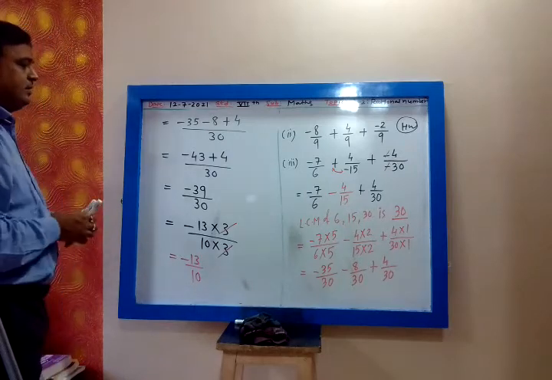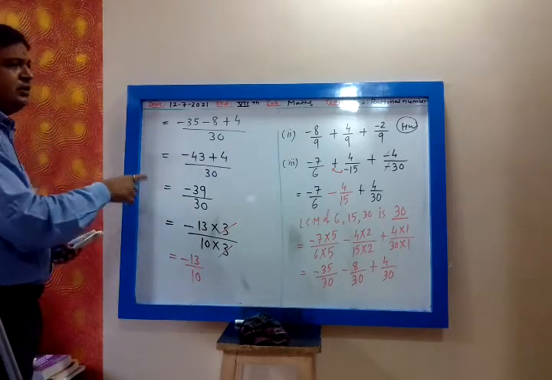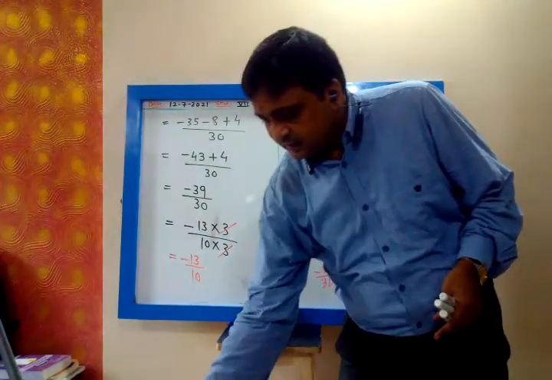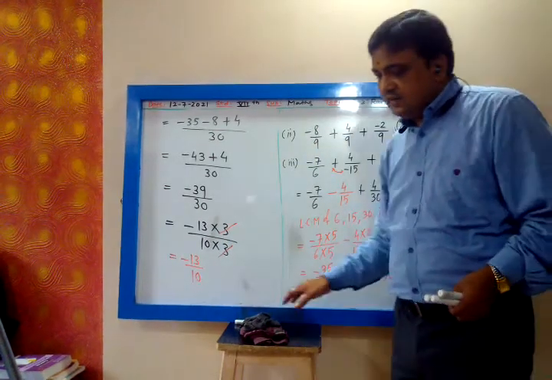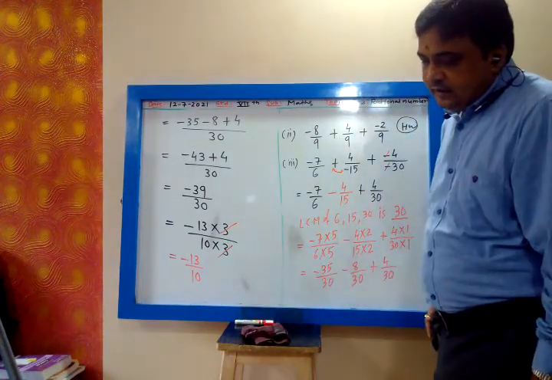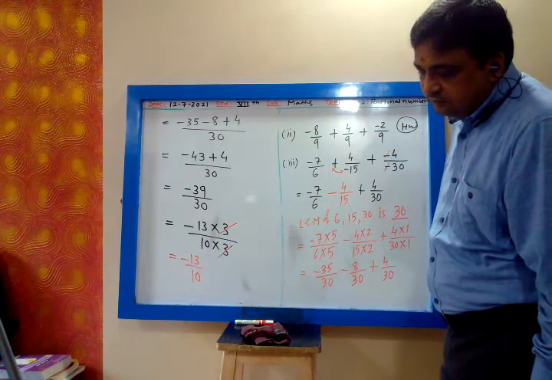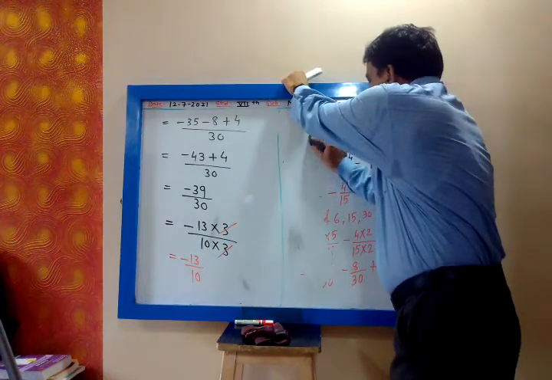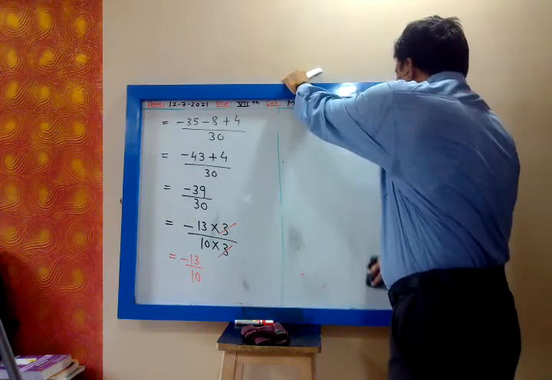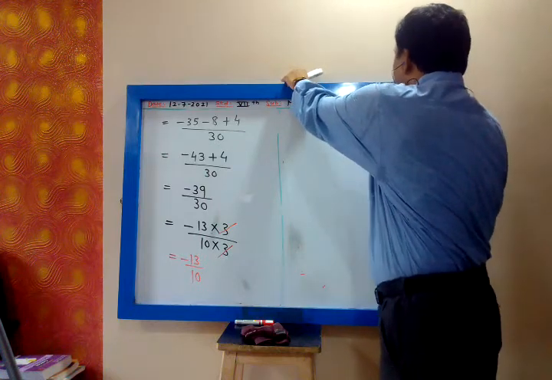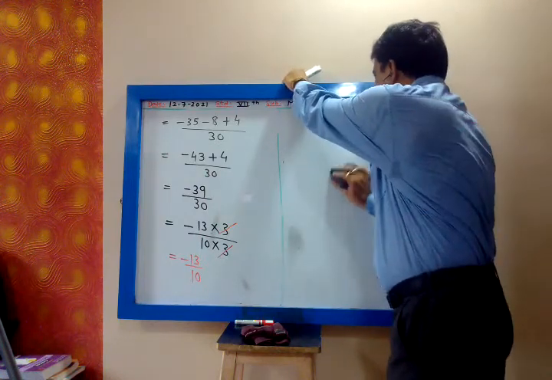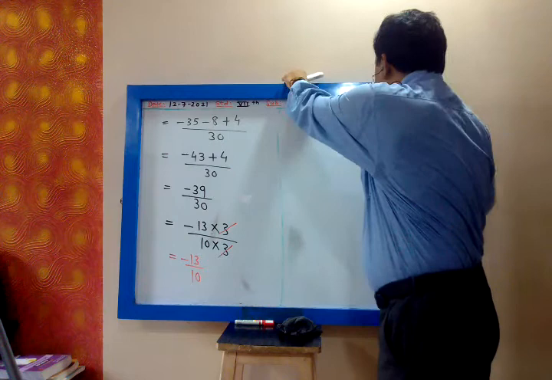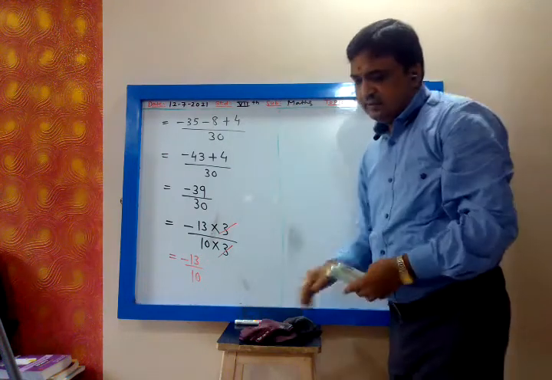Your final answer should be in the lowest term. Lowest term means there should not be anything common in numerator and denominator. If there is anything common, you have to cancel that. Then the fourth one, minus 2. Whenever denominators are not equal, we have to make denominators equal by taking the LCM of the denominators. So you can add as many rational numbers, but the method remains the same. You have to make denominators equal.